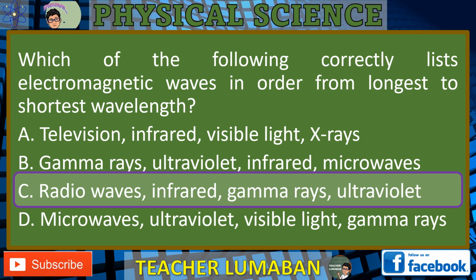Explanation: electromagnetic waves are arranged in order of increasing frequency or decreasing wavelength. The longer the wavelength, the lower the frequency, and vice versa.